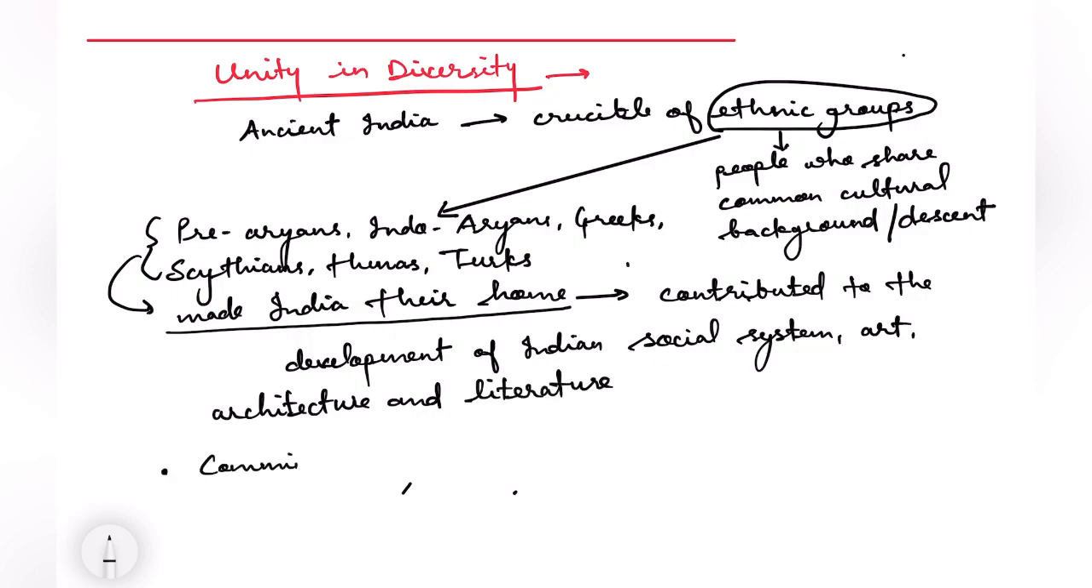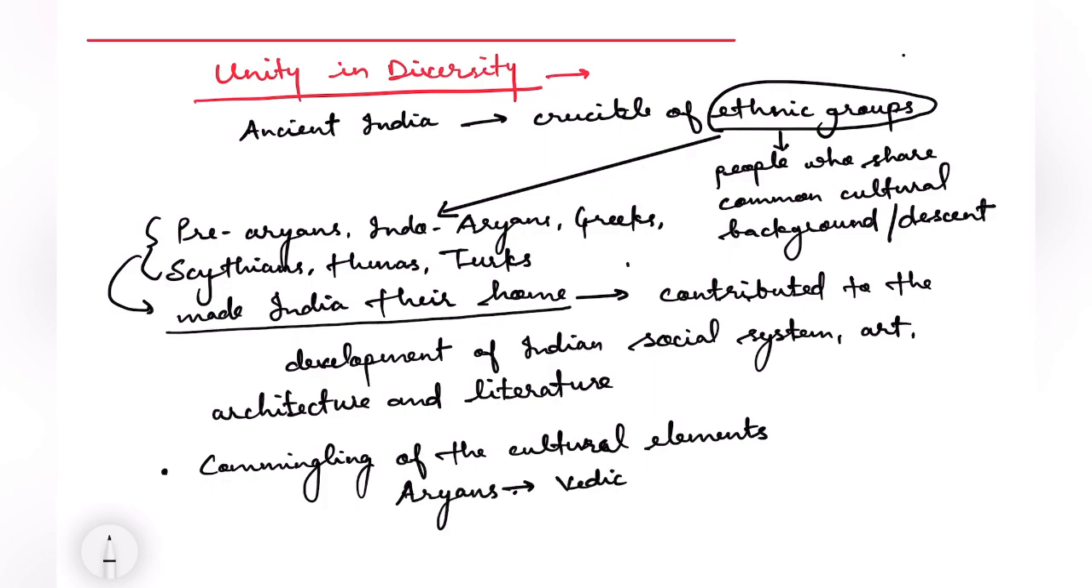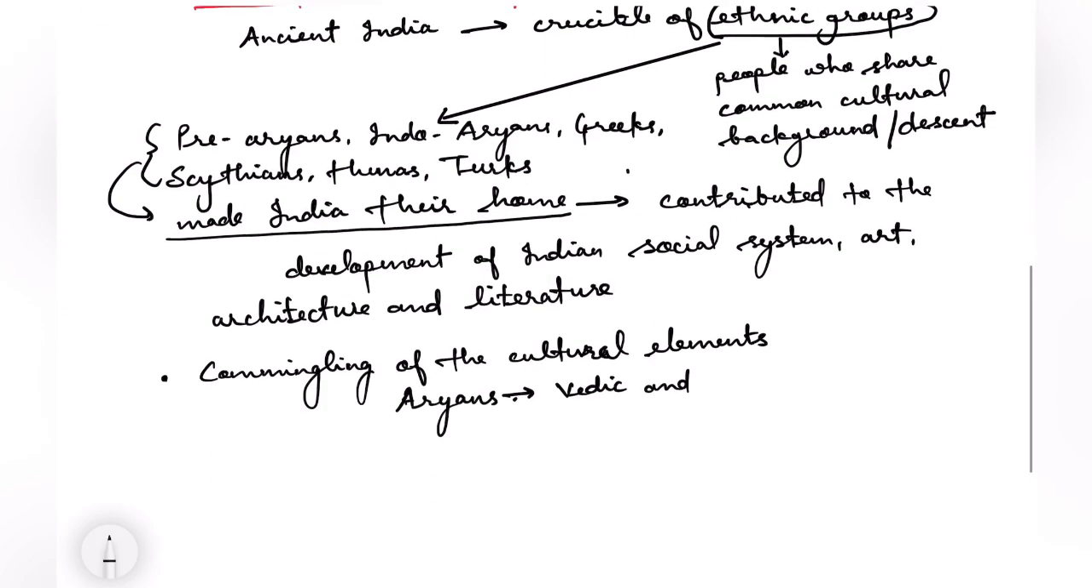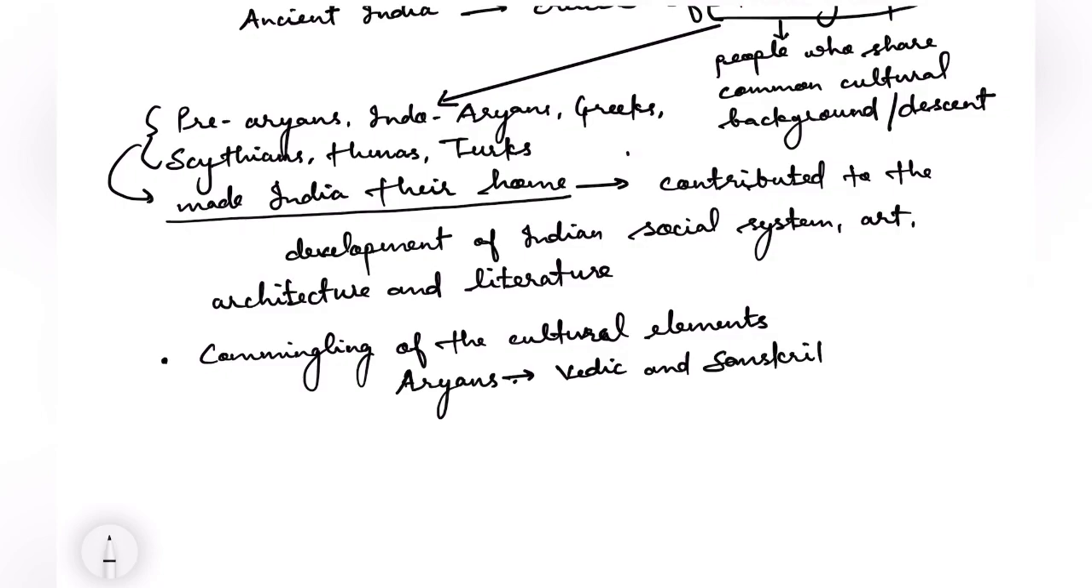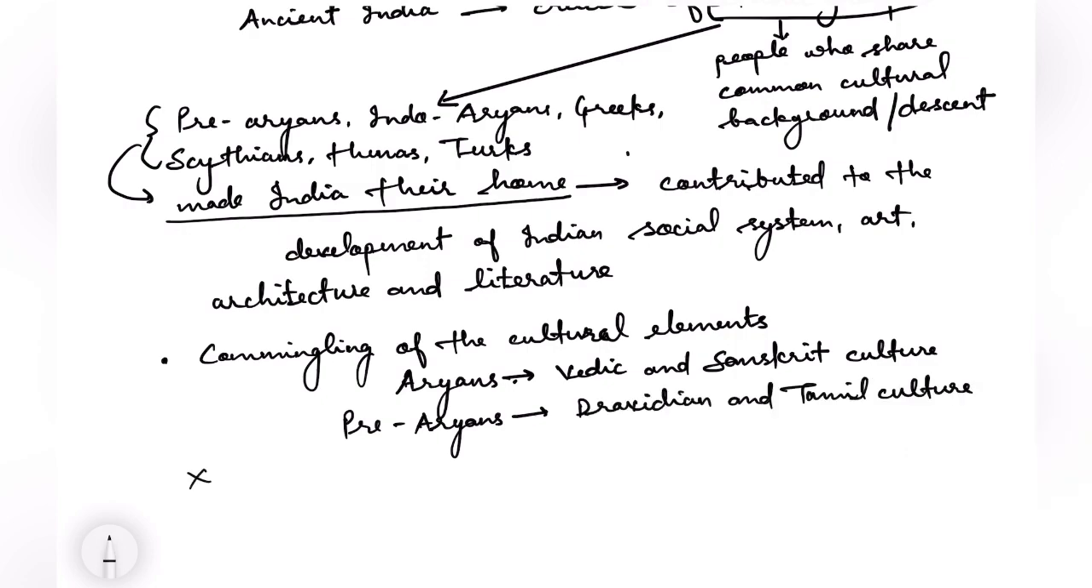Then, when we read about ancient history, we get to know about the commingling of cultural elements. Aryan elements are found in the Vedic and Sanskritic culture, and pre-Aryan elements are found in the Dravidian and Tamil culture. Because of this commingling, many Dravidian and non-Sanskritic terms are found in the Vedic texts, whereas Pali and Sanskritic terms are found in Dravidian texts, like Sangam literature.